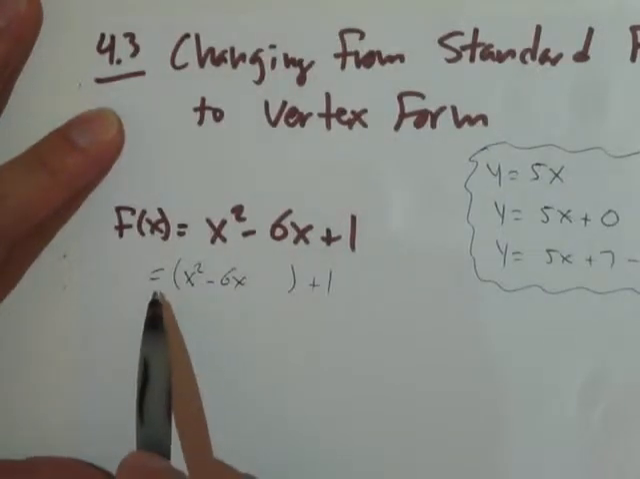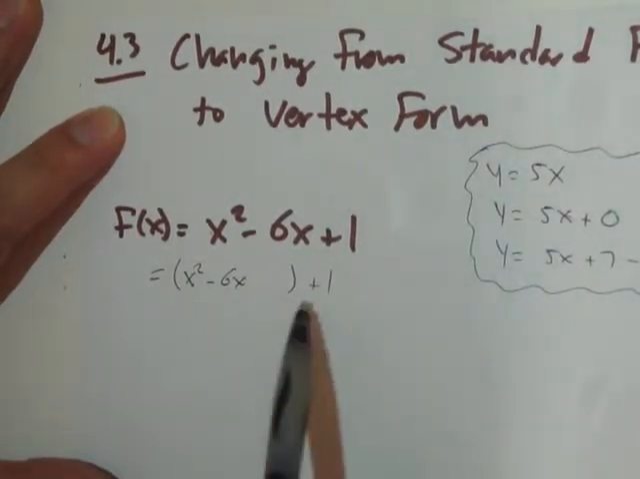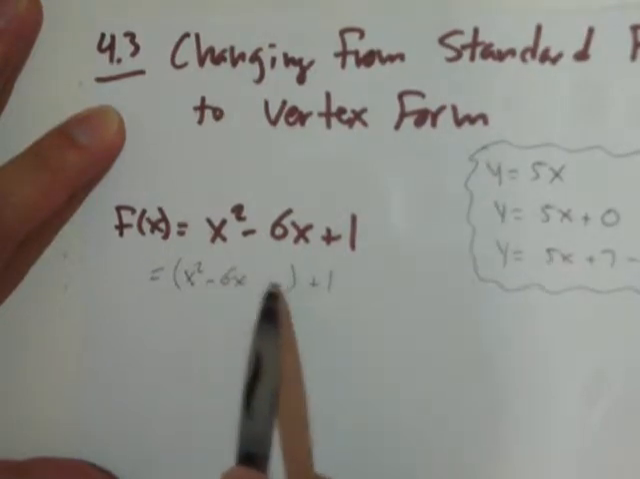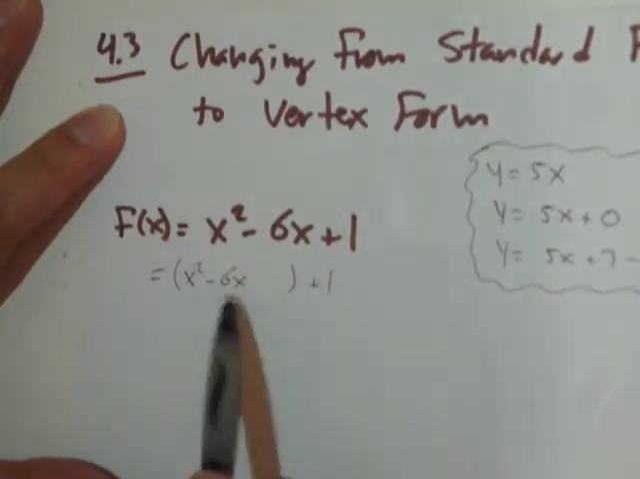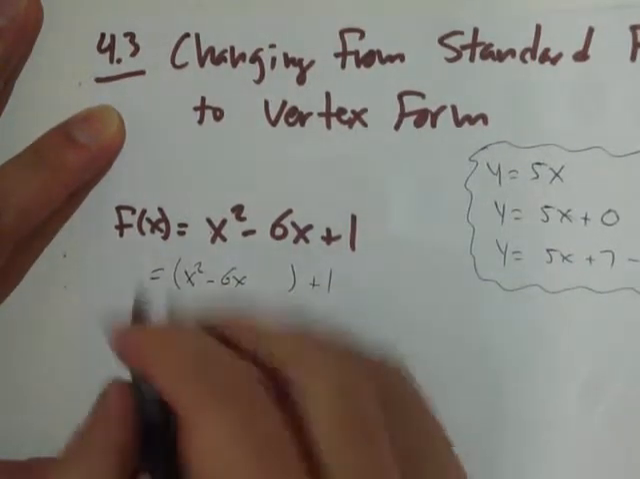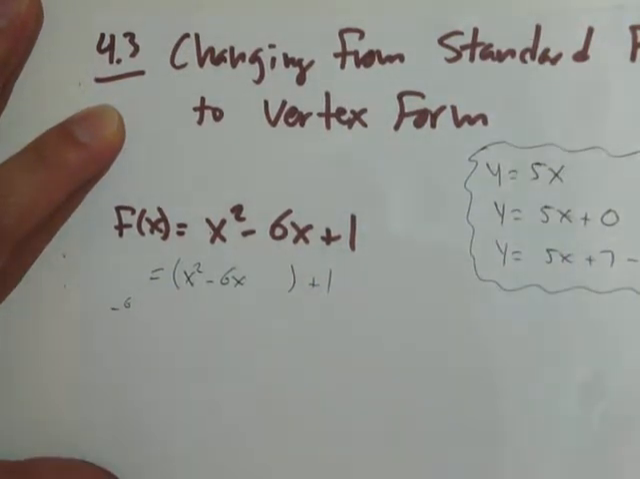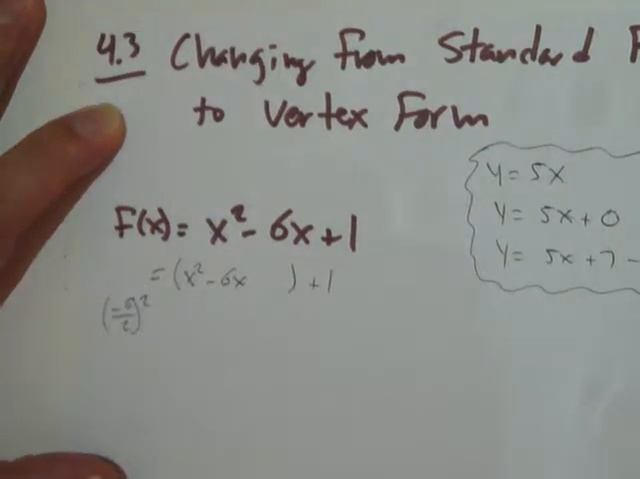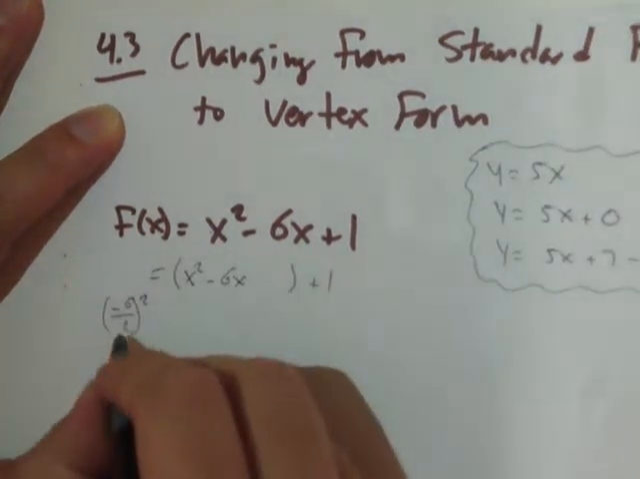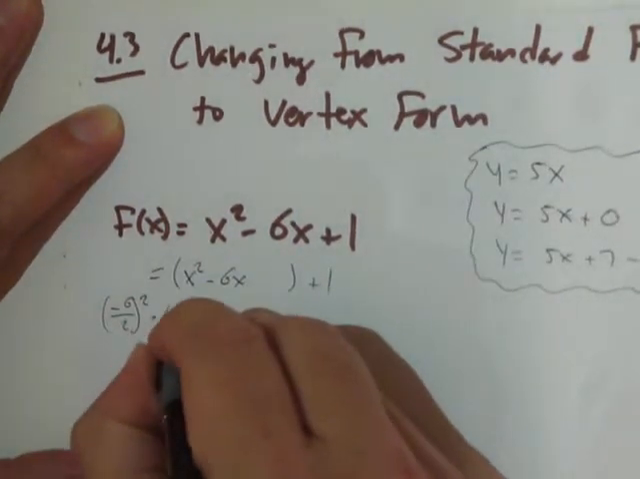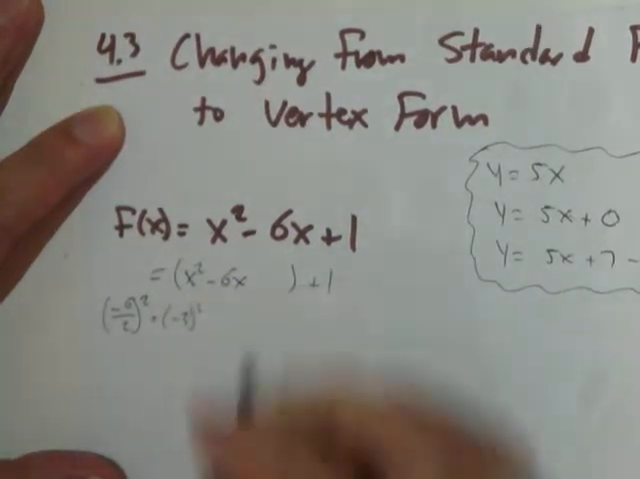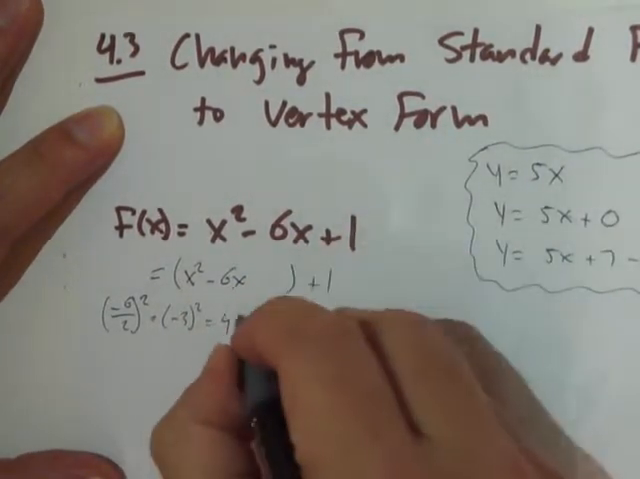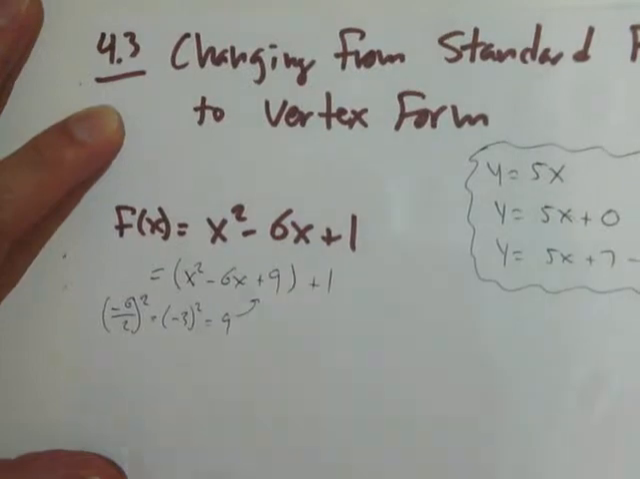Now remember, to find the extra term in completing the square, I take the b term, the middle one, so the minus 6, divide by 2, and square it. That's how that worked. So negative 6 divided by 2 and squared is the same as negative 3 squared, and that's 9. So right here, I'm going to do plus 9.